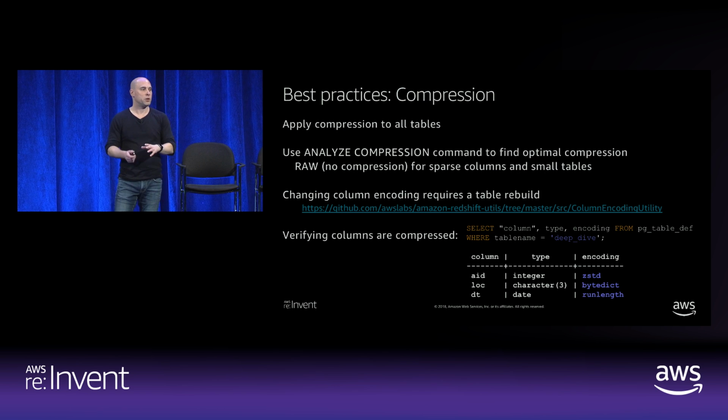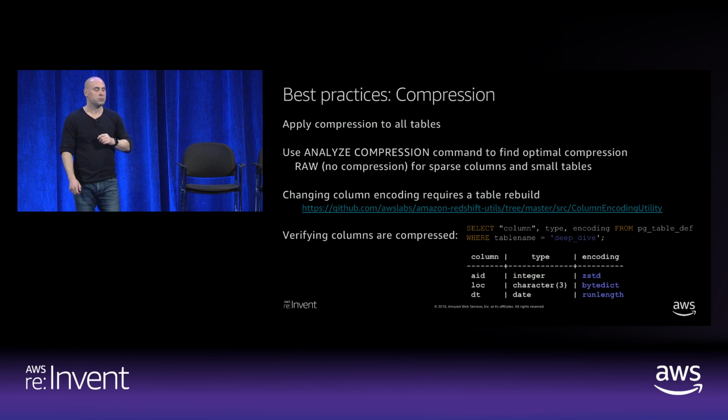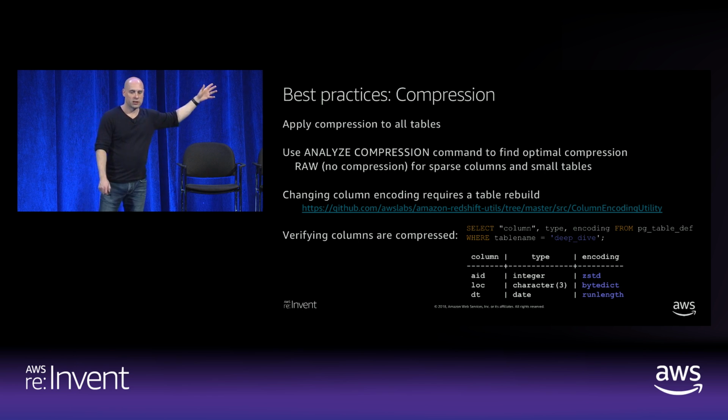If you have columns filled with a lot of nulls, because of the way Redshift handles nulls, you might also get raw back on those columns as well. I have a little snippet of SQL here. That's just where you can find the encoding type on an existing table.